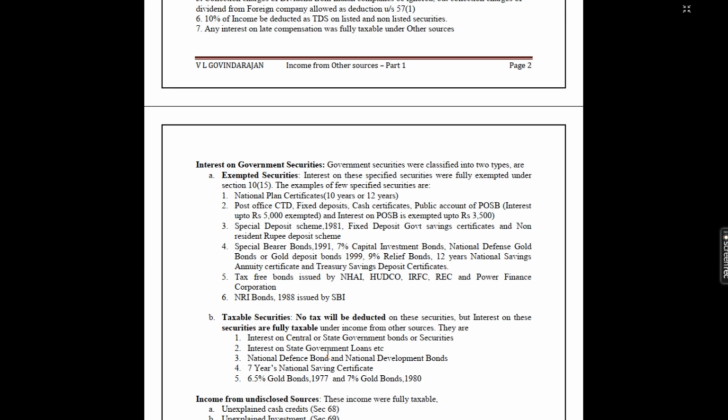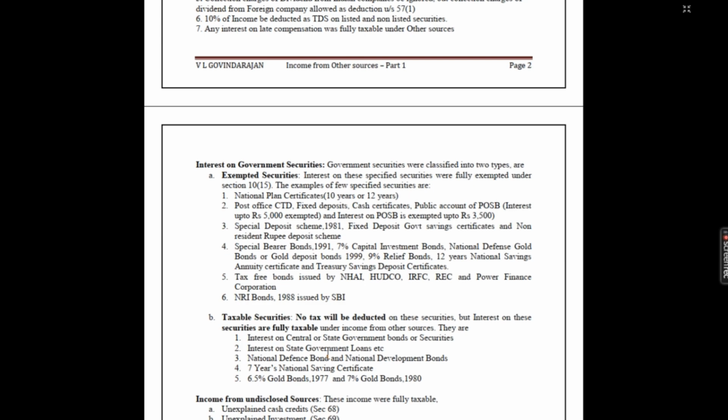Any tax-free bonds issued by NHAI or ADCO or IRFC and REC and Power Finance Corporation were also fully exempted. NRI bonds issued in 1988 by SBI. Any interest on these government securities is fully exempted under section 10(15). And the following government securities are fully taxable securities. No tax will be deducted on these securities, but interest on these securities is fully taxable.